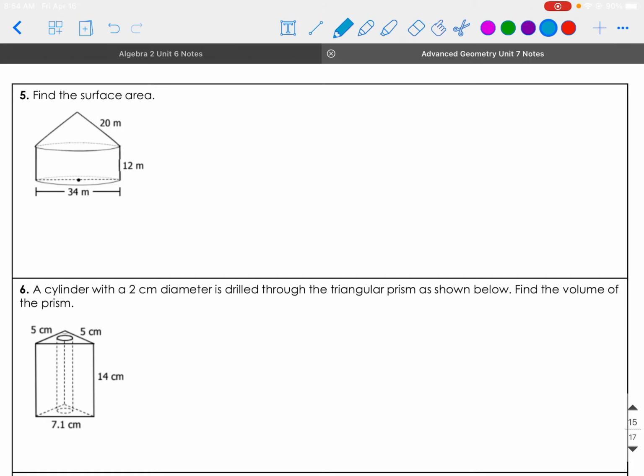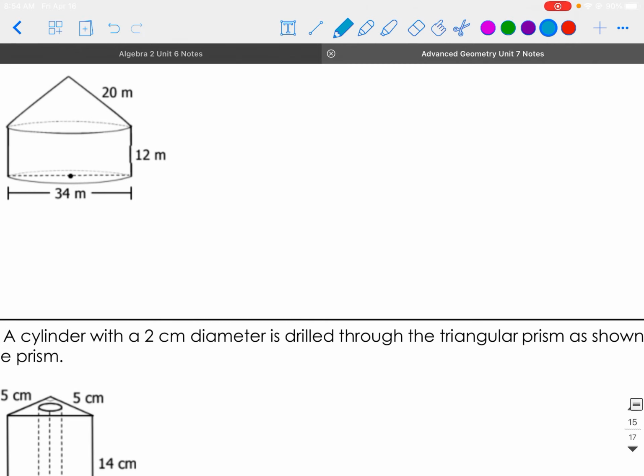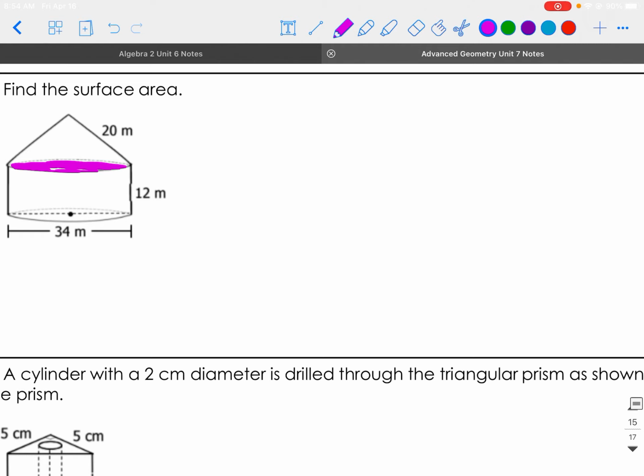All right, number 5, find the surface area. Now this is only the area on the outside. So when I have a cylinder and a cone stacked, we don't include this part at all. So the cone, if we were to break it apart, that would just be the lateral area, because we don't include the base.